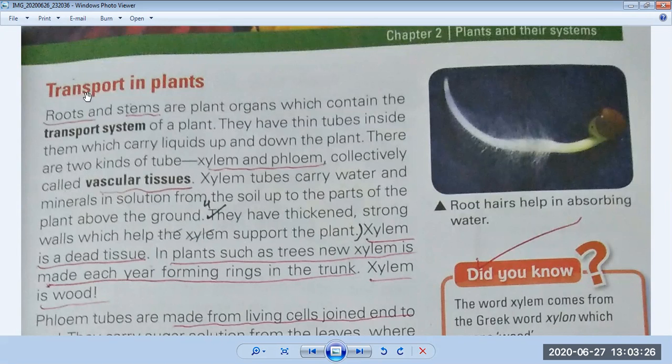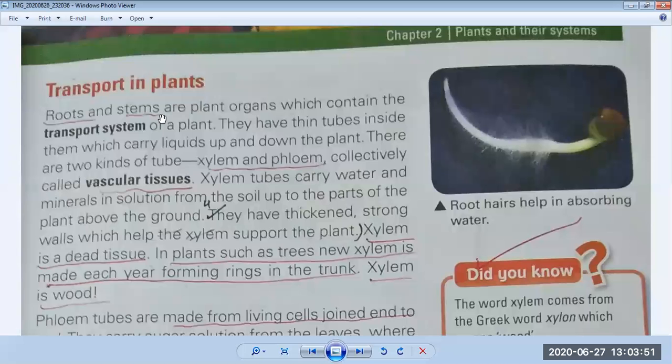What is transport? Transport means the things which are transported from one place to another. So which things are transported in plants? Definitely food, minerals, and water. They are transported in the body of plants through different ways. So which organs of plants play an important role in the transportation? You can see in your book. These are roots and stems.